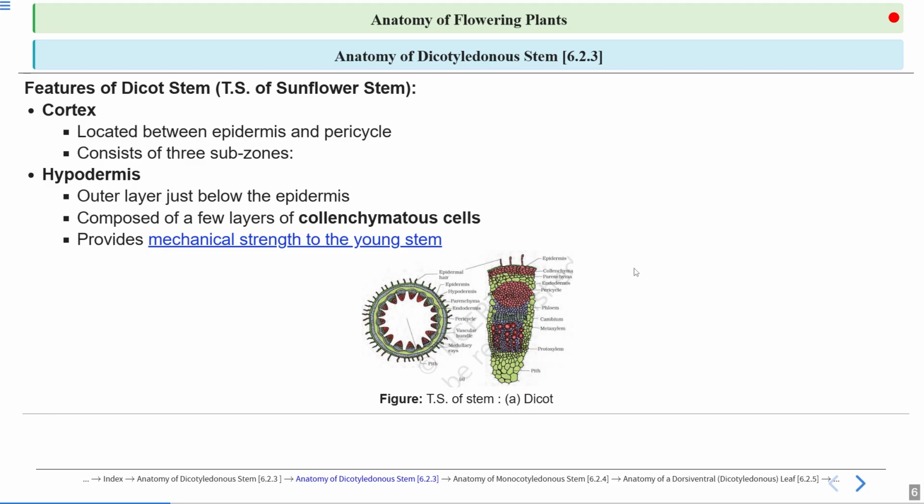So here in the diagram, you can see the epidermis layer, and just below the epidermis, there are 3-4 layers of cells, red in color, that are called collenchyma. This collenchyma makes up the hypodermis. Hypodermis. Okay.